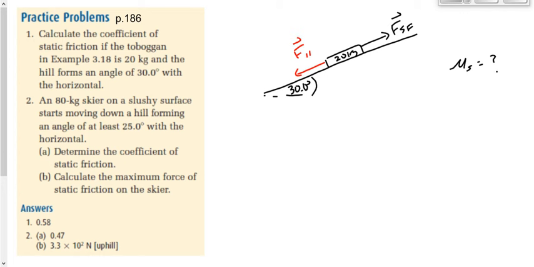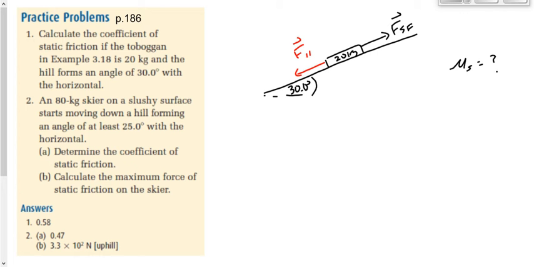And if it doesn't move, then what do we know about those two forces? What's the condition that this thing is in right now if it's not moving? What do we call it? Static equilibrium. And when we're in equilibrium, whether it's static or dynamic equilibrium, we know that the forces must balance. If it's not moving, forces have got to balance. The force down the hill, which is what we call F parallel, has got to be equal to the force of static friction acting up the hill.